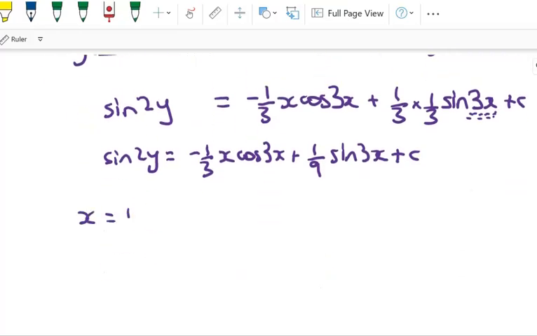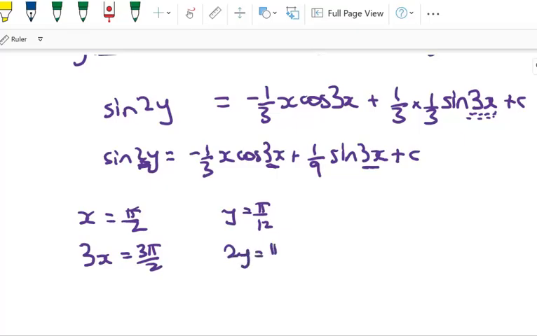When x is pi on 2, we've got y is equal to pi on 12. So let's see what multiples of x and y we need. Well, we're going to need a 3x here. 3x is equal to 3 pi on 2. And we're going to need a 2y here. So 2y is equal to pi on 6.